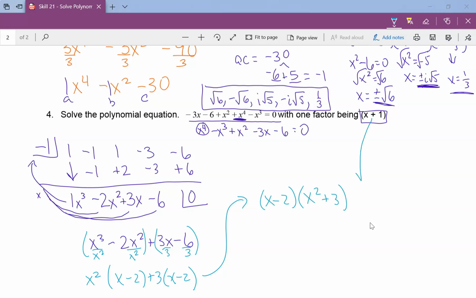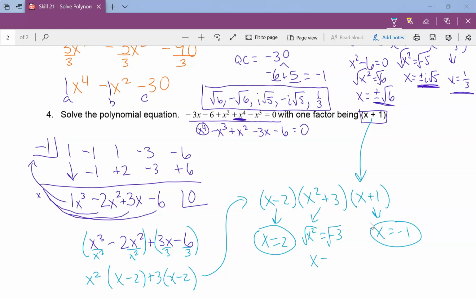And let's not forget about our original factor. This one, x equals 2. This one's easy, x equals -1. This one I have to write as x squared equals -3. Take the square root, and I get x equals plus or minus i radical 3. Okay, so my answers are 2, -1, i radical 3, and -i radical 3.